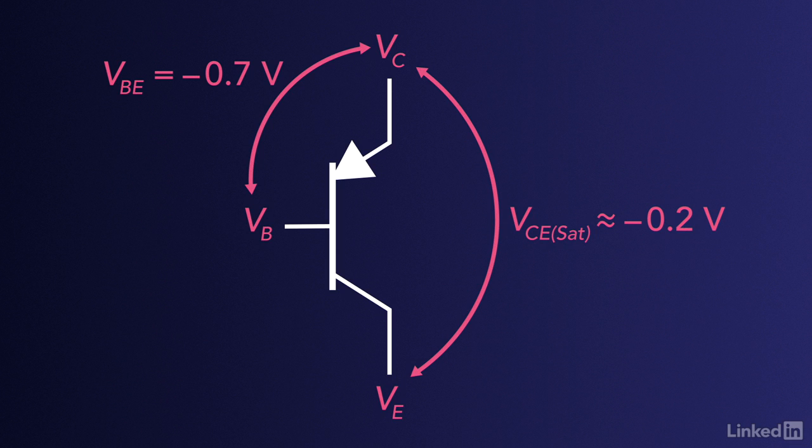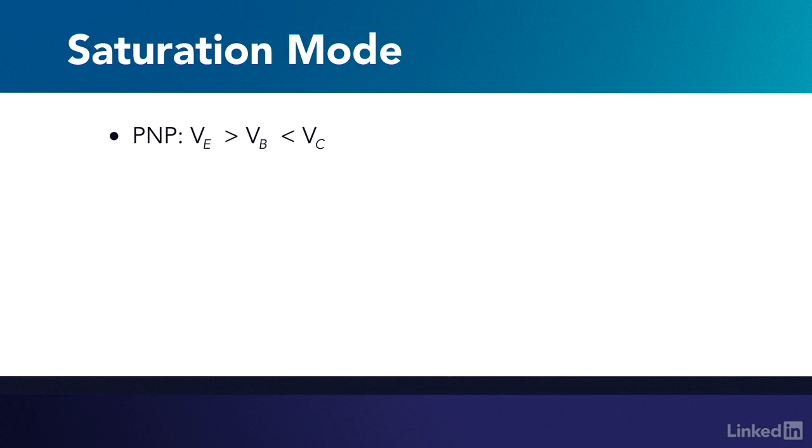Again, I've made this value negative to indicate that the collector is at a lower potential than the emitter. Since there is a negative 0.7 volt drop from the base to the emitter, and only a minus 0.2 volt drop from the collector to the emitter, the voltage at the base terminal of a saturated PNP will be lower than the voltage at either of the other two terminals. The emitter voltage will be the highest, and the collector will be slightly below that.